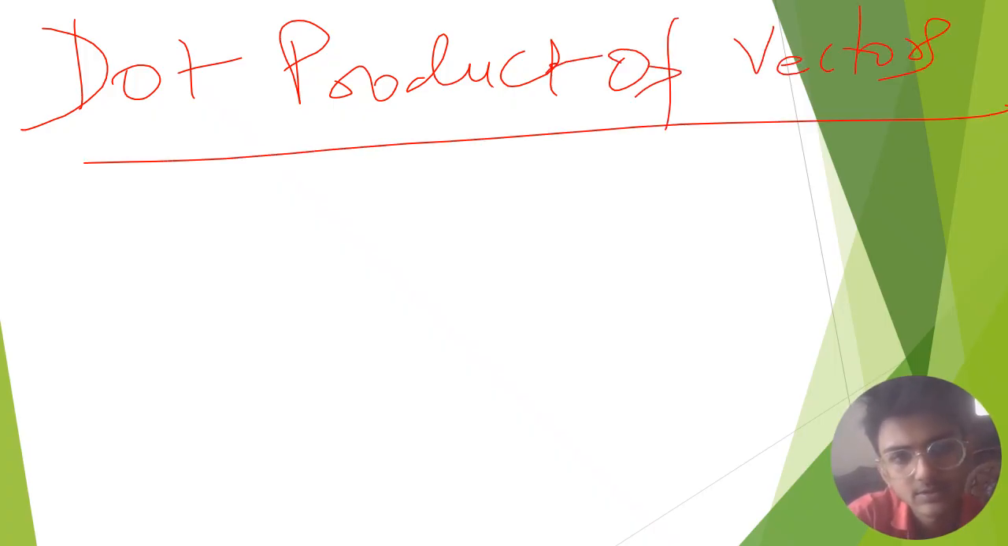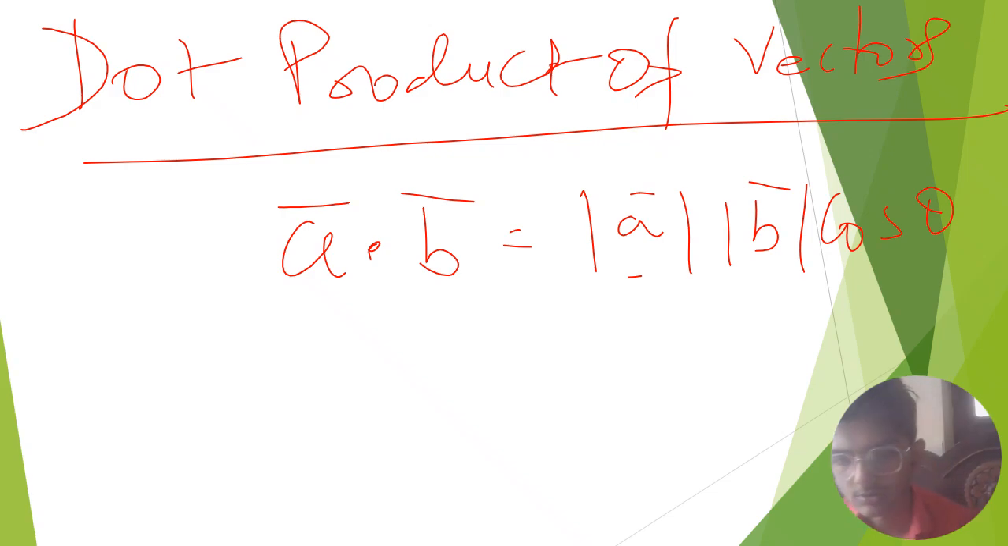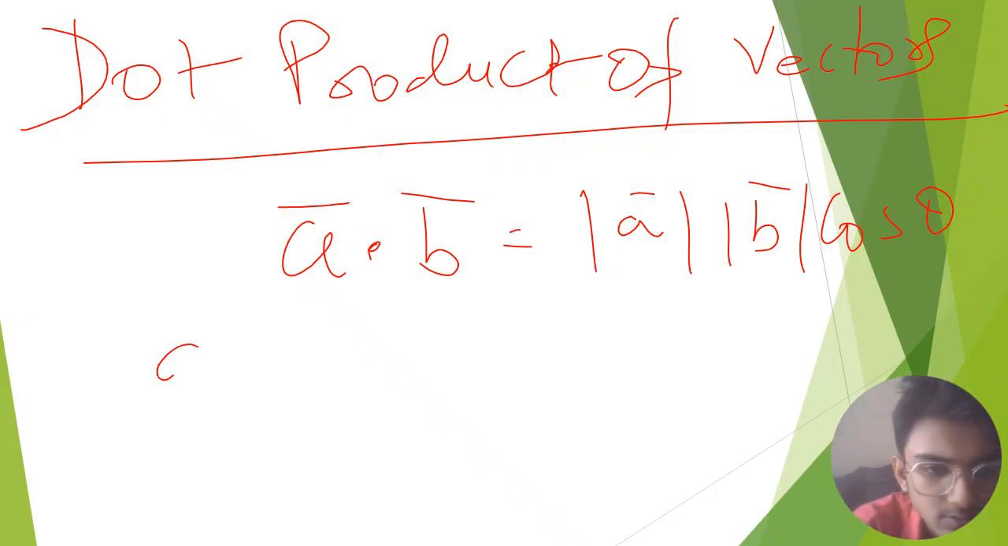So we write it in this term a dot b, which gives us mod a mod b cos theta, where mod is the magnitude. Basics of vector, like finding magnitude, I think you have studied in physics. Okay, so I'm not discussing it here. But if you don't know, let me discuss also.